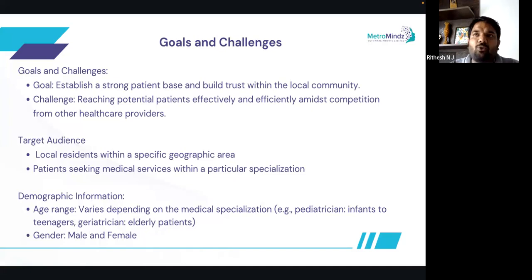The next point is very important. Even if we want to reach that potential patient, if I look at the local community, we might come across a lot of healthcare providers who are doing the same. So the point is, how do we stand apart from the rest of the people in the healthcare sector? These are the two challenges. You can note down on paper what your goal is, what your specialization is, and what your challenge is, how many hospitals or clinics are here.